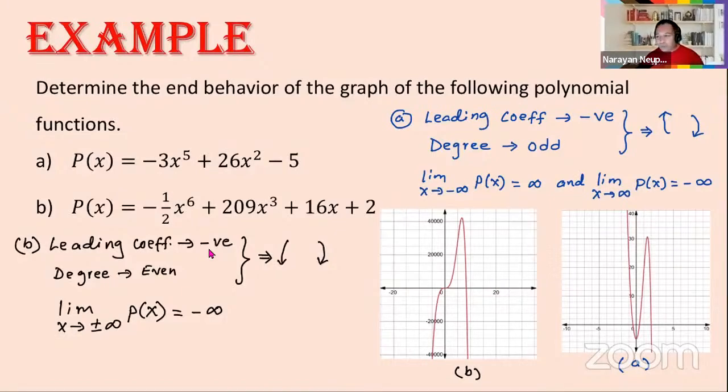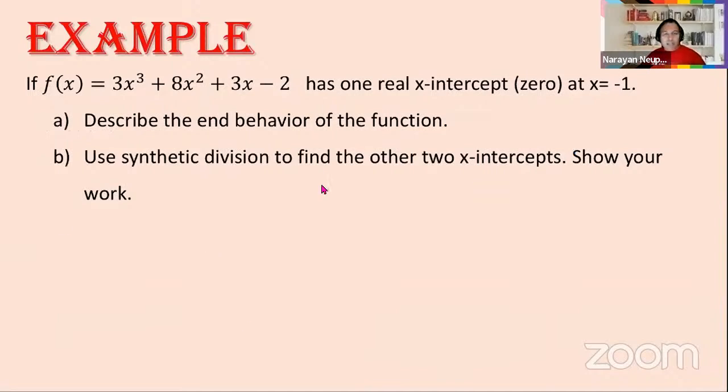Now we are going to move on to the next example. Okay, here is the next example. Let's see what this one is asking us. If f of x equals 3x cubed plus 8x squared plus 3x minus 2 has one real x-intercept at x equals -1. Okay, here we are talking about one real x-intercept at x equals -1.